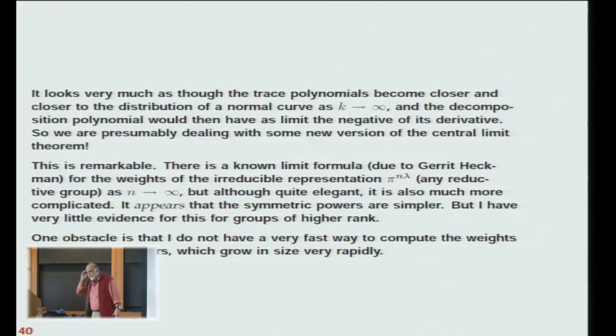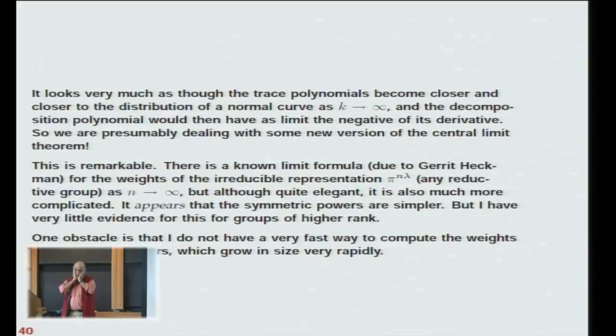Huh? Which groups do you have data for? Those three. For higher rank groups, I have data for SP4, SL3, and G2. And it looks promising, but I don't have a formula. I don't have a conjecture yet. Do they look different? You don't get this Gaussian bit? It's not a Gaussian. I mean, it's something like a Gaussian. It can't be a Gaussian.